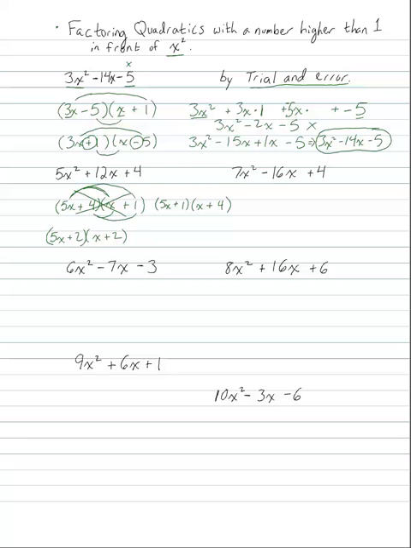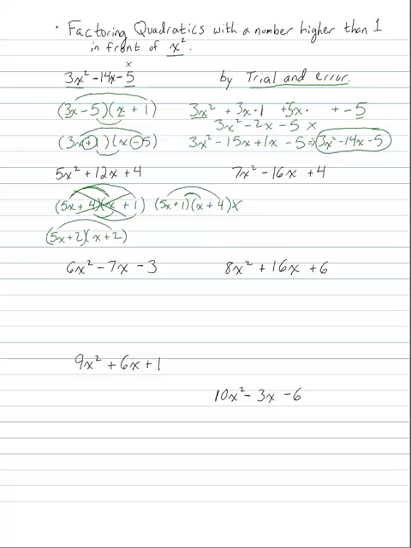Can do that with the next one. Again, I don't have to check my first two. I'm just looking for the outer and the inner and seeing if it works. So 5x times 4 would be 20x, plus 1x would be 21x. So again, this is an error. It's not going to work. Try the next one.